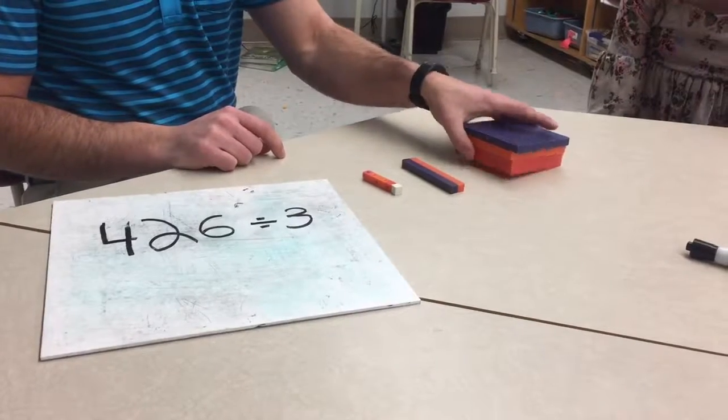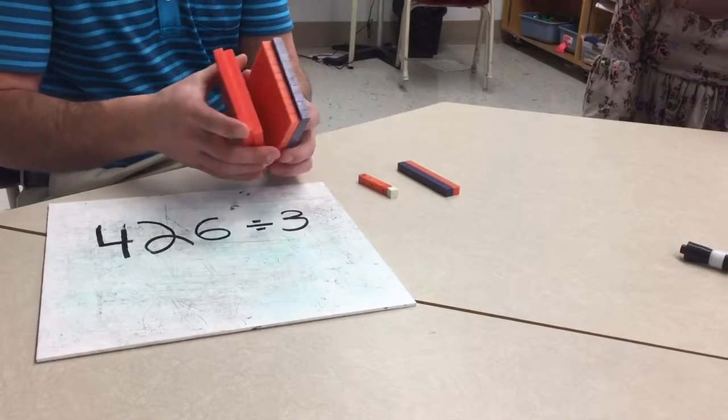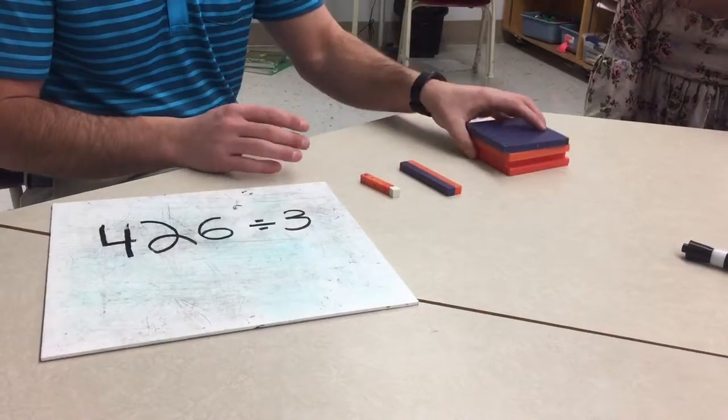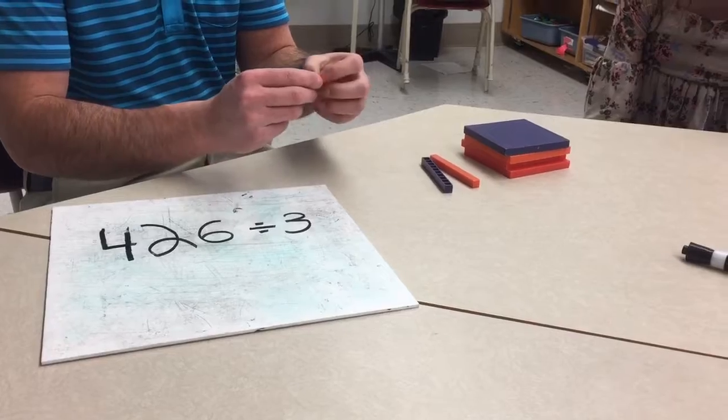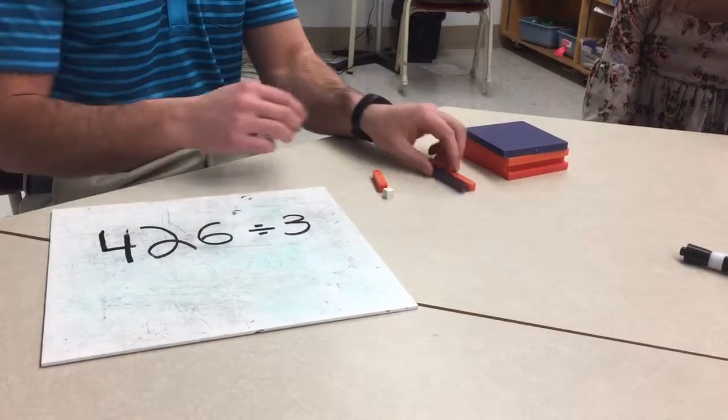In this case, I've had a student build me the number. So we have 4 hundreds pieces here, 2 tens pieces, and we have 1, 2, 3, 4, 5, 6 ones pieces. So we've got our number.